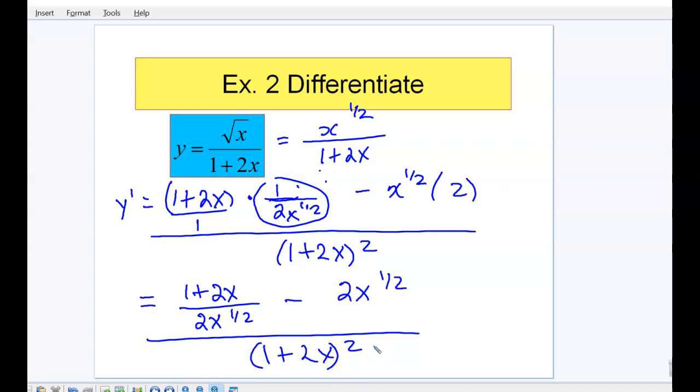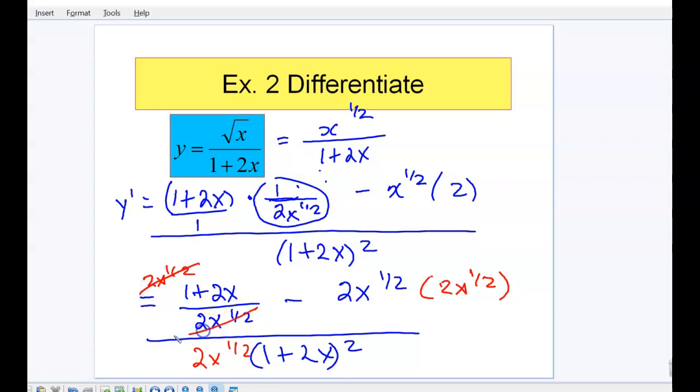Now, there's a couple of ways we could evaluate this. The easiest way we could do is get a common denominator in the numerator, combine my numerators, and then multiply by the reciprocal of the denominator, and that would give us our simplified answer. But there's kind of another way we could do it. What we're going to do is get rid of our fraction in the numerator, so I'm going to multiply each term by 2x to the 1/2. And you have to make sure you multiply the term in the denominator by 2x to the 1/2 as well.